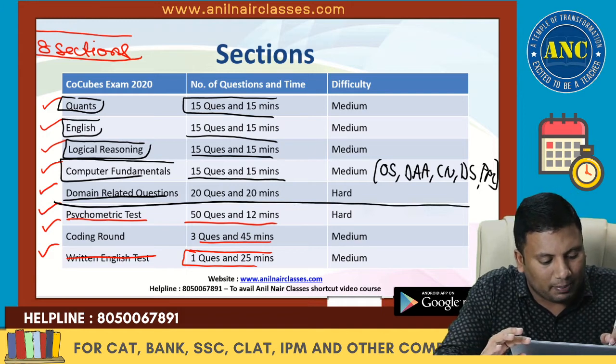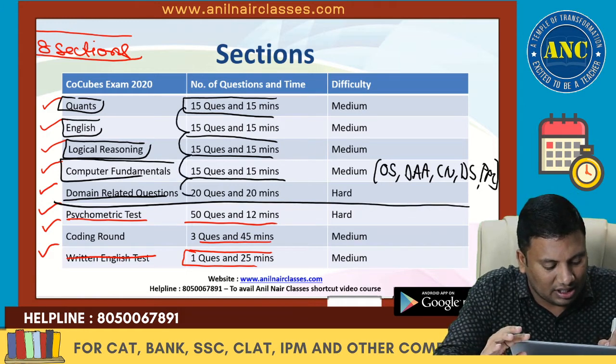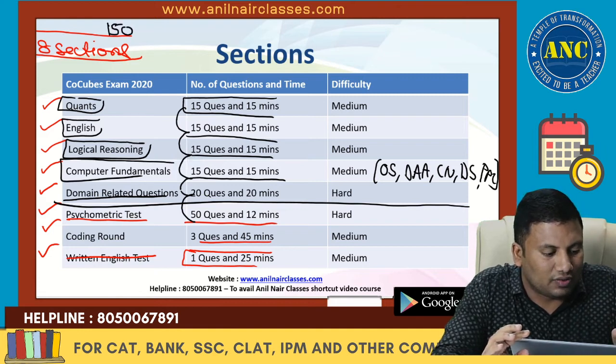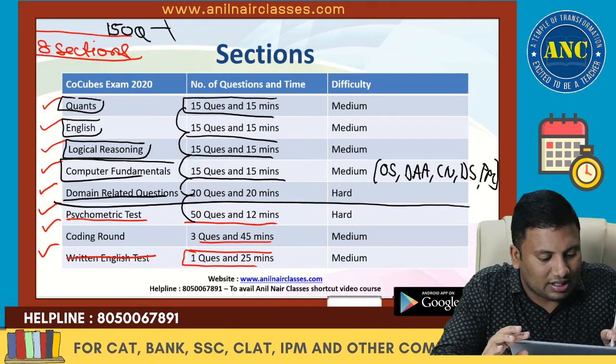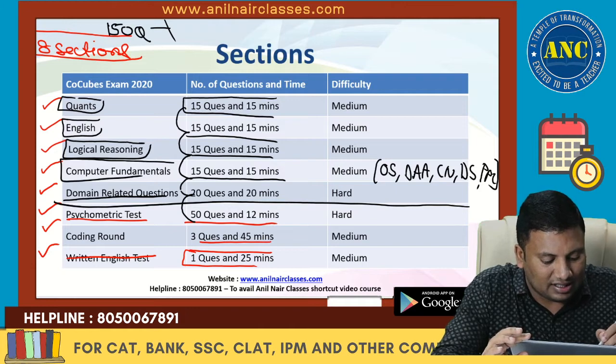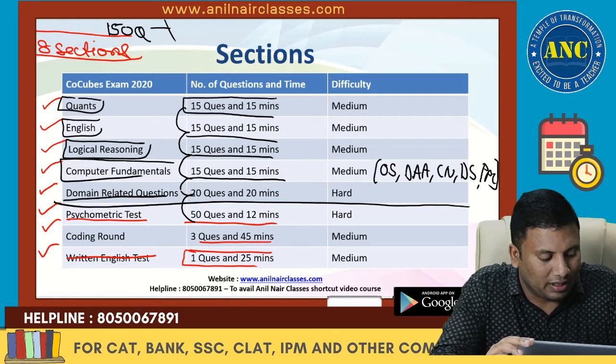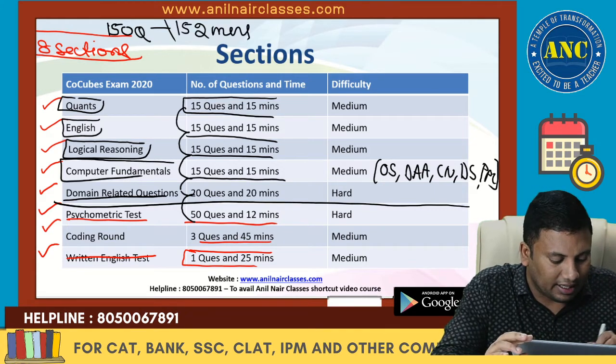This is the paper pattern: 30, 45, 60, 80, 150. A total of 150 questions will be there. And what is the time? 15, 30, 45, 60, 75, 95 and 140, 152 minutes. 152 minutes will be given, and these are all technical related.